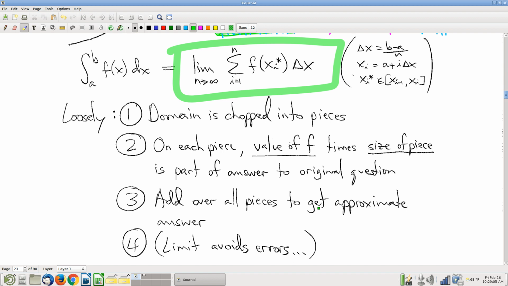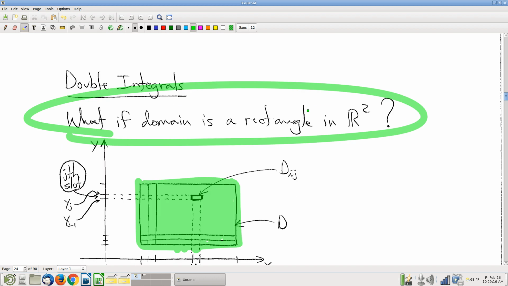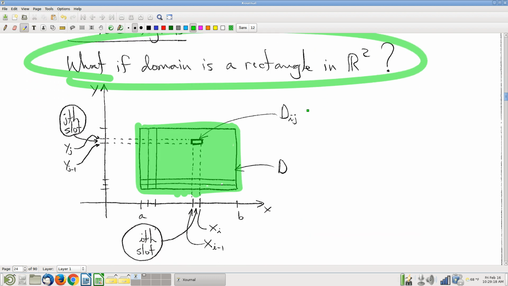And then after we've created a 2-dimensional version of this construction, we're going to start talking about how handy it is and how useful it is for computing various different things. Okay. All right. So let's go through the process. Here is our new domain. It's a 2-dimensional domain. And step 1, chop it up into little pieces.